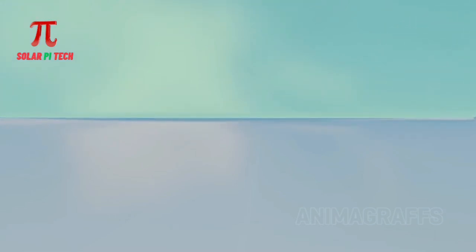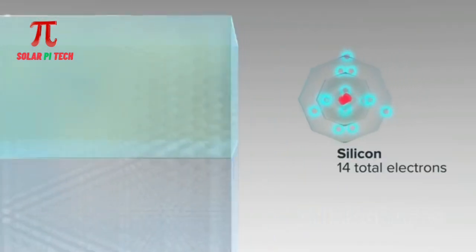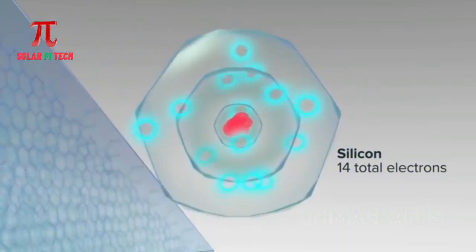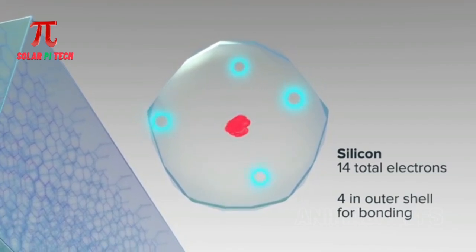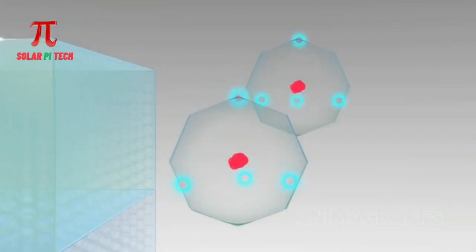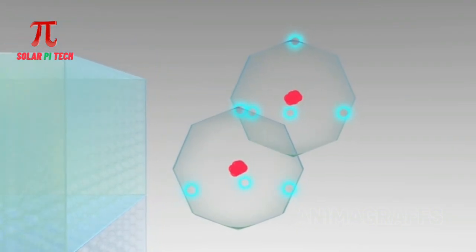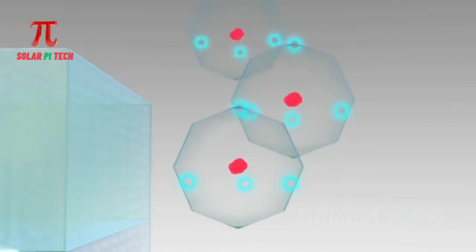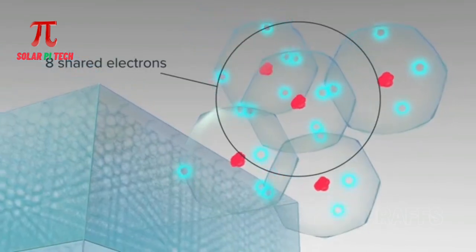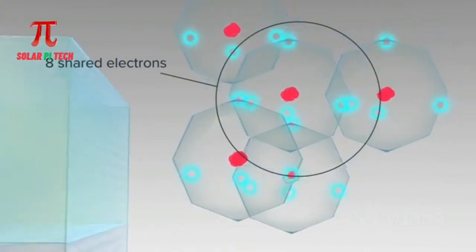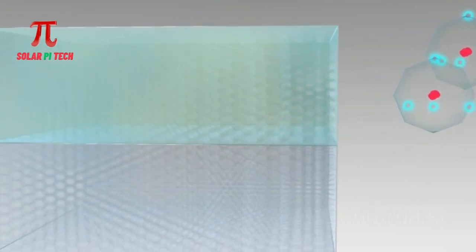Making a p-n junction. A silicon atom has 14 total electrons at various energy levels, or shells, with 4 in its outermost shell. Electrons in the outer shell are used for bonding with other atoms. Stable atoms generally favor 8 electrons in the outer shell, so silicon atoms share electrons when bonding to meet that number. We need extra electrons to do work.